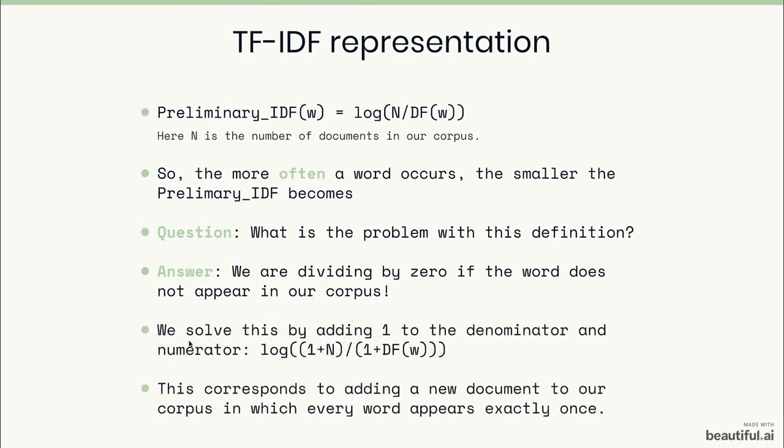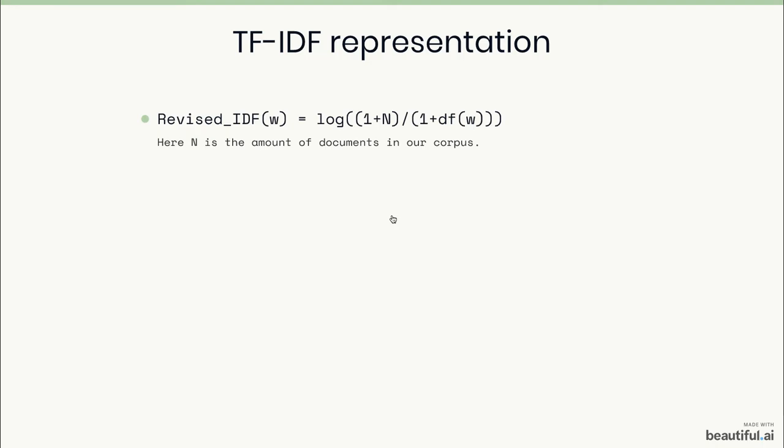One common way of fixing that is to simply add 1 to the denominator and the numerator. By adding 1 to both, we ensure again this minimum value of 0 that we had before, and this intuitively corresponds to us adding a new document to our corpus in which every word appears exactly once. Essentially just adding the vocabulary as a document to the corpus. Okay, so we can solve that issue. So we have a revised IDF now, which is just adding 1.